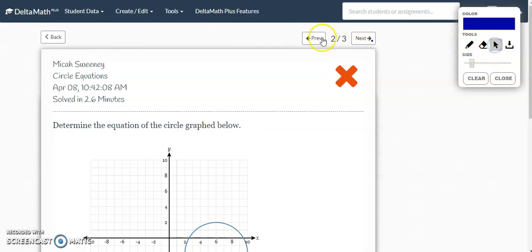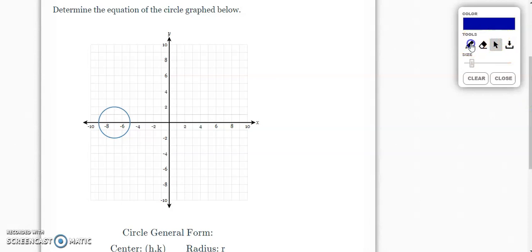Let me switch over here. There we go. All right, let's take a look at this one. So figure out your center. Looks like -7, 0. Sorry about that. That's supposed to be a parenthesis, but it kind of went haywire on me. And then here's your radius of 2.